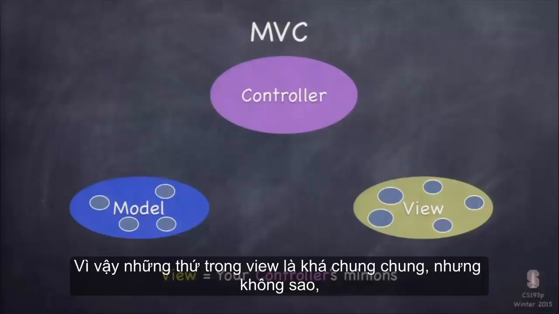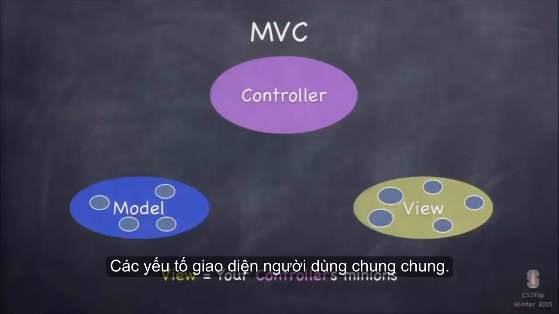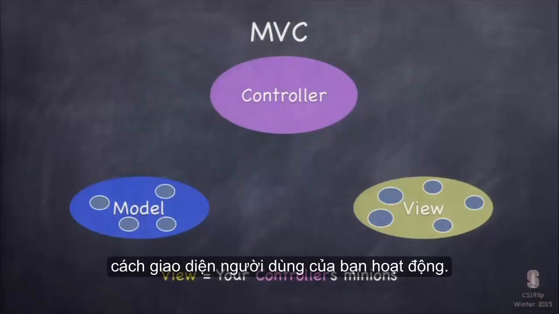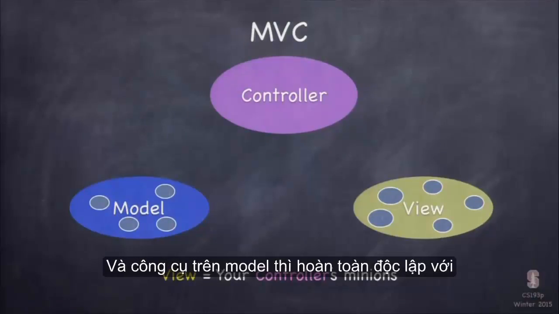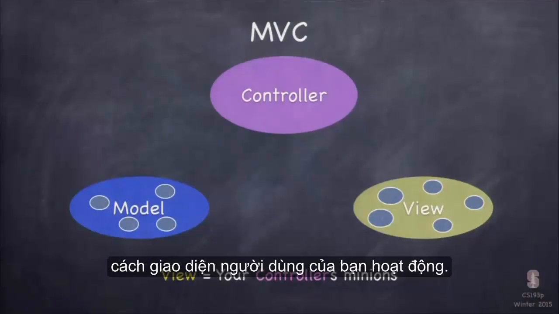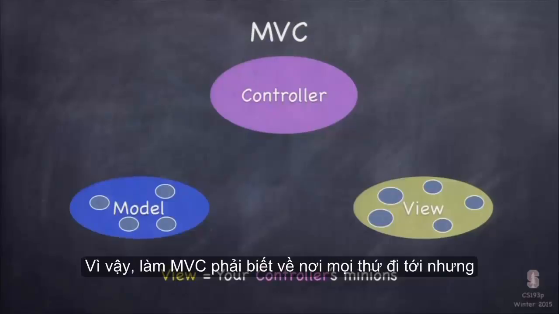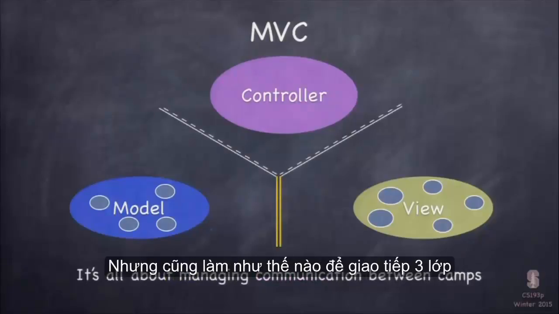So the stuff that's in the view is pretty generic, generic UI elements. The stuff in the controller is very specific to how your UI works, and the stuff in the model is completely independent of how your UI works. So doing MVC right is about knowing where things go, but also about how to communicate between these three camps.